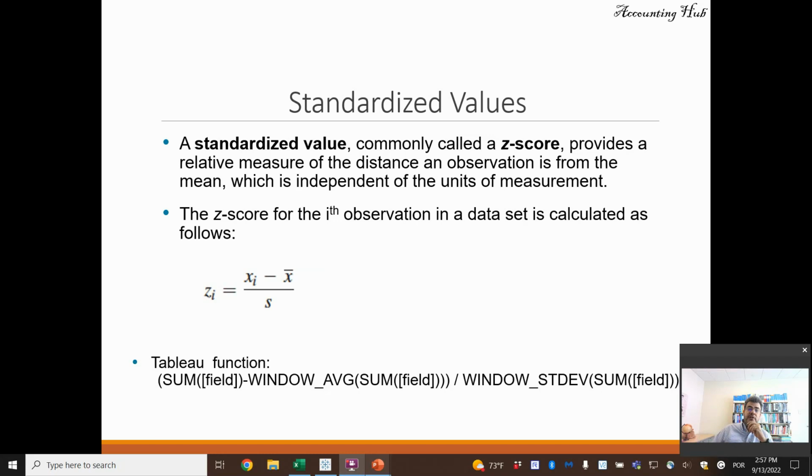And the z-score of the ith observation in a data set is calculated as follows. Z equals the observation minus the mean divided by the standard deviation. If we go on Tableau, this is the formula. So copy and paste, that is what I will be doing here now. I copy and paste this formula.